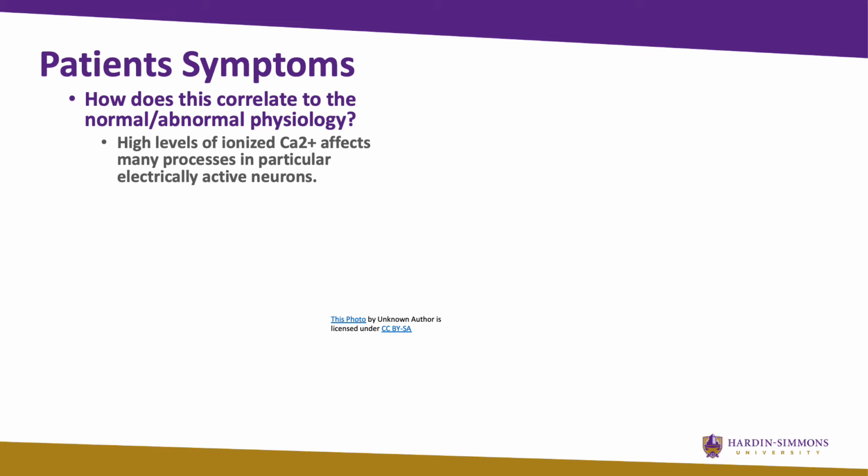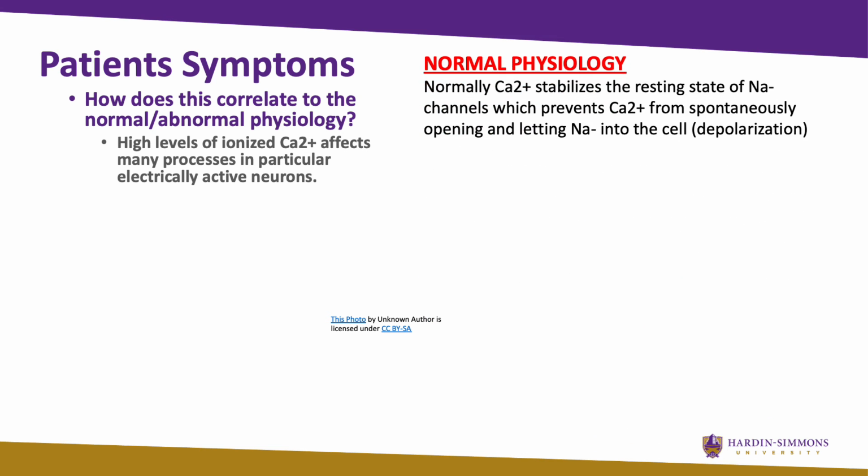Lastly, we're going to talk about our patient's symptoms. So how does this correlate to the normal and abnormal physiology? So high levels of ionized calcium, which is our hypercalcemia, affects many processes. But in particular, we're going to look at electrically active neurons. So our normal physiology is normally when we see calcium stabilizing the resting state of sodium channels, which prevents calcium from spontaneously opening and letting sodium into the cell. A word to summarize all that is depolarization.